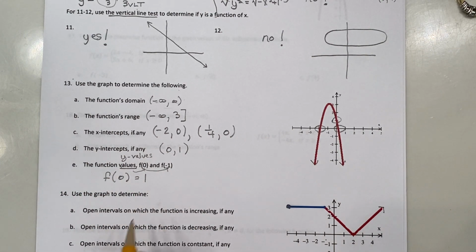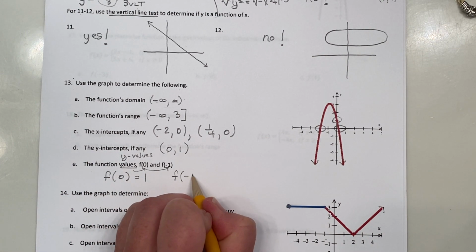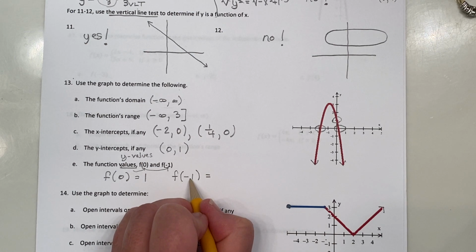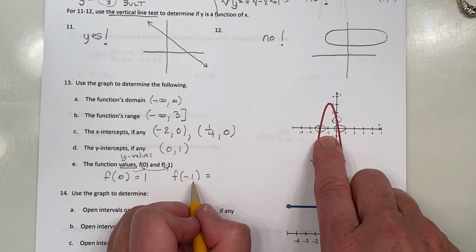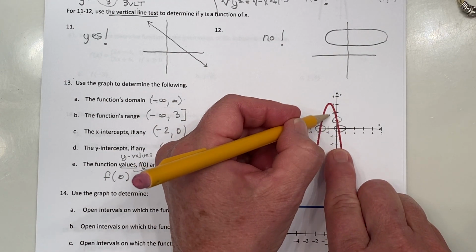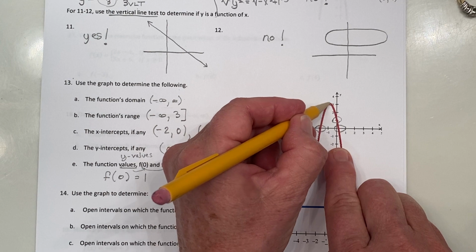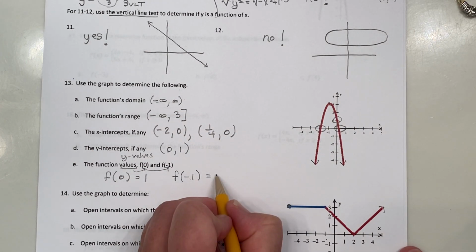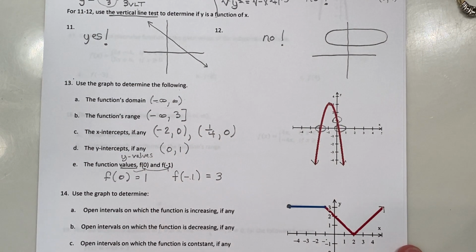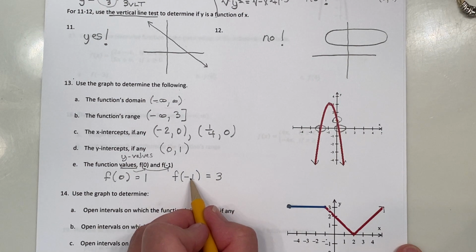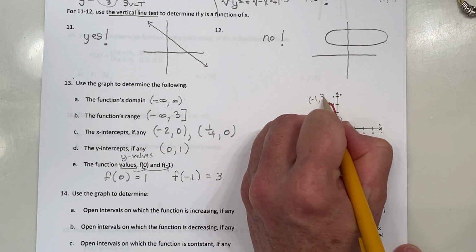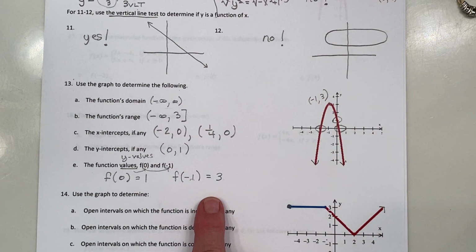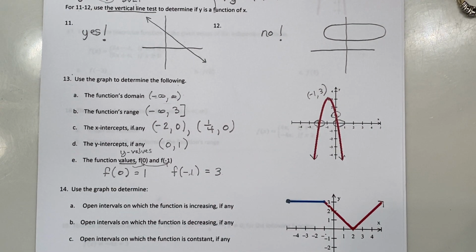All right, what's f evaluated at -1? What's f evaluated at x equals -1? So we stand at the origin, we move over to x equals -1, we look up, we look down, oh, here's the graph. It appears that the output value, or the y, is 3. So another way to say this is that the ordered pair -1, 3 is a point on the graph. This is just function notation.